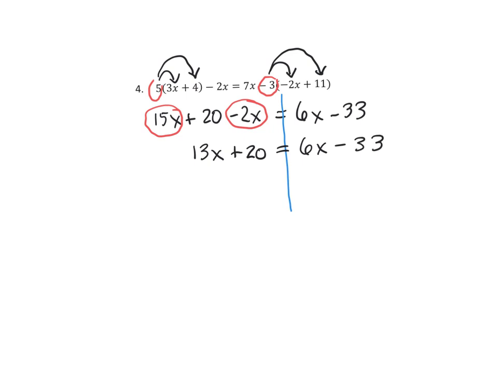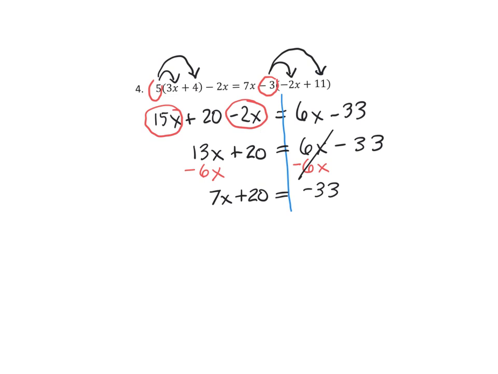Look at your x's and think which one is bigger. And I would agree with you if you said 13 is bigger than 6. So we're going to move 6 x's by subtracting them because it's the smaller number. That just keeps everything positive for us. And we like to do that if we can. So we end up with 7x plus 20 equals -33.